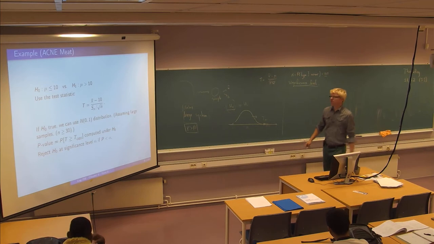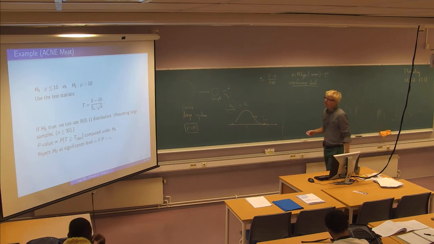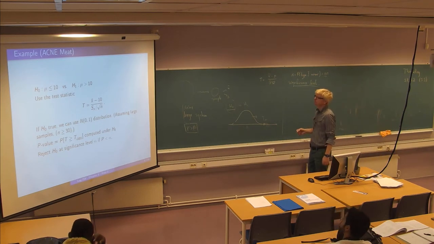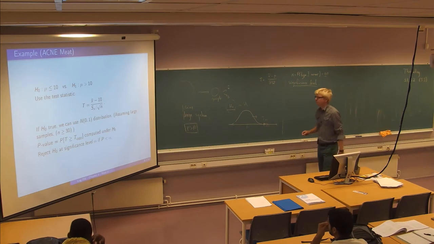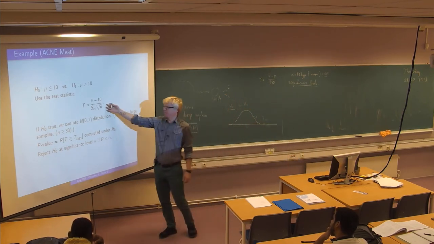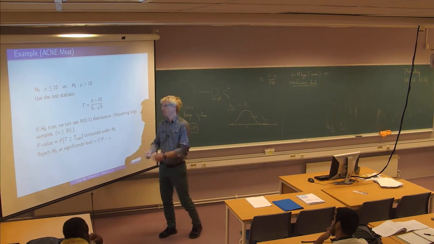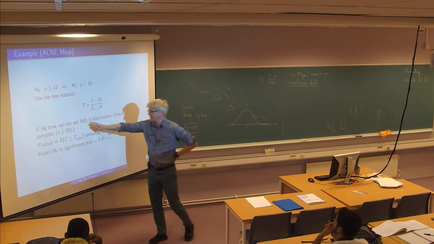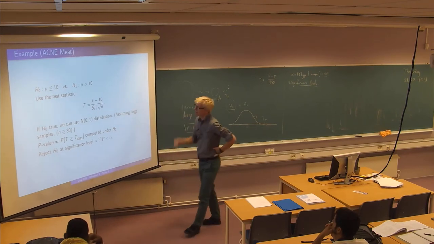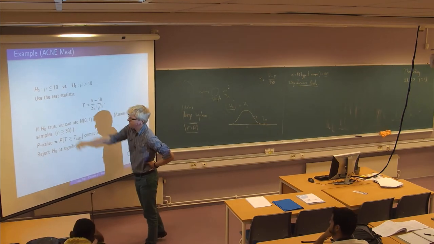And we worked in particular with this special example with the ground meat, where the alternative hypothesis said that mu was greater than 10, simply. This was the test statistic in that particular case. And we saw that if H0 was true, we could use a standard normal distribution for this, assuming this sample size is large enough.